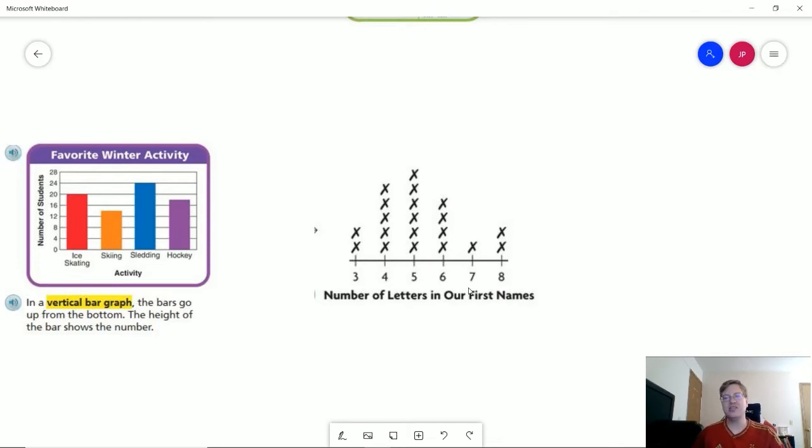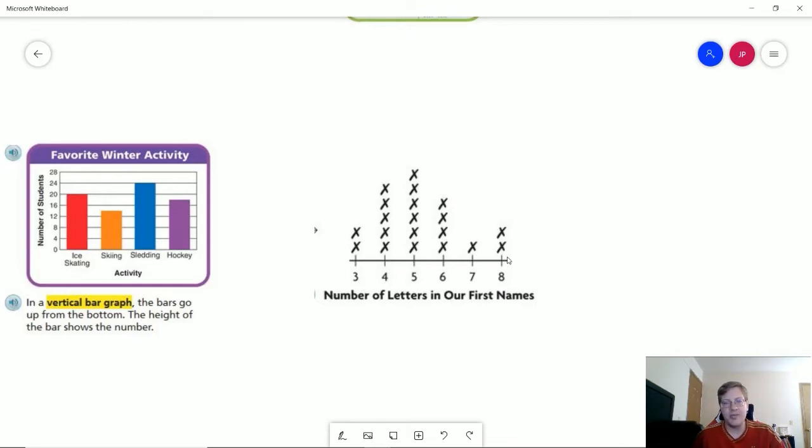A type of question that we might get with this is how many students have at least 6 letters in their first name? And so to get that answer, I would need to count up all of my students that have 6, all of my students that have 7, and all of my students that have 8.